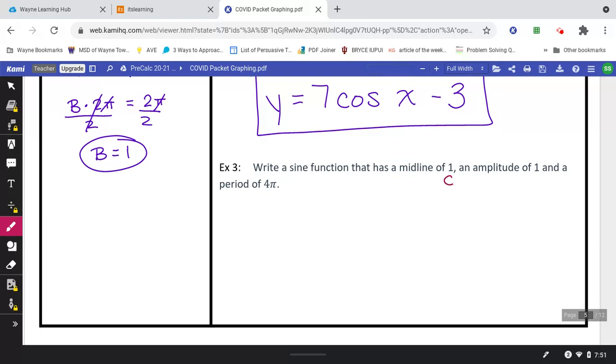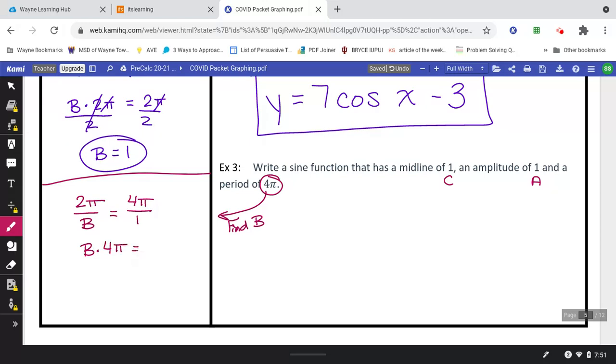So midline of 1 will be our C, amplitude of 1 will be A, and this will be used again to find our B. So 2 pi over b equals 4 pi, and we'll put that over 1. Cross multiply. Cancel out the pi's, and then we can divide by 4. And 2/4 reduces to 1/2.